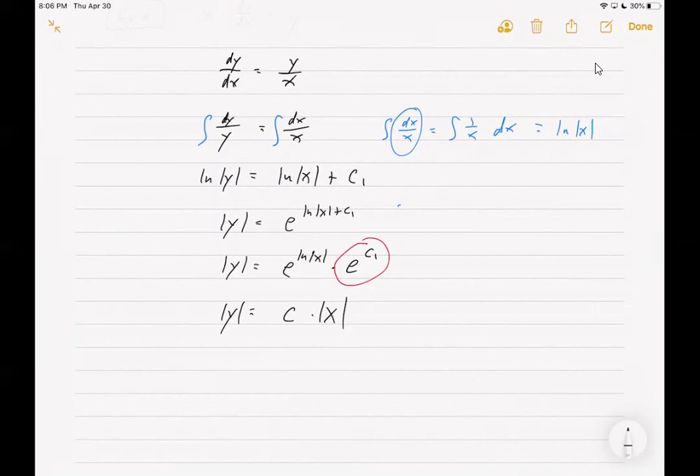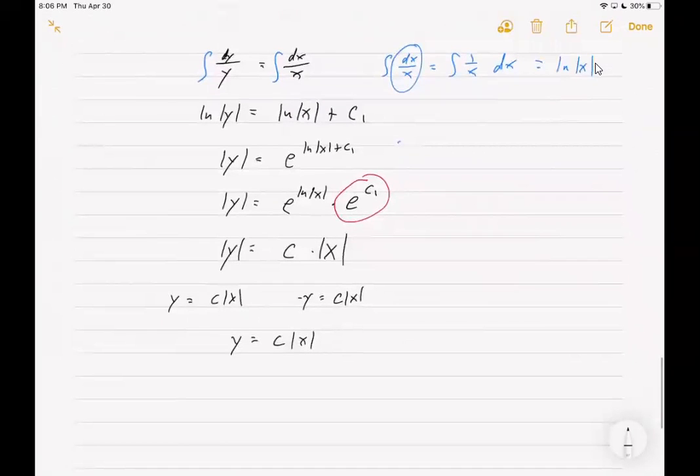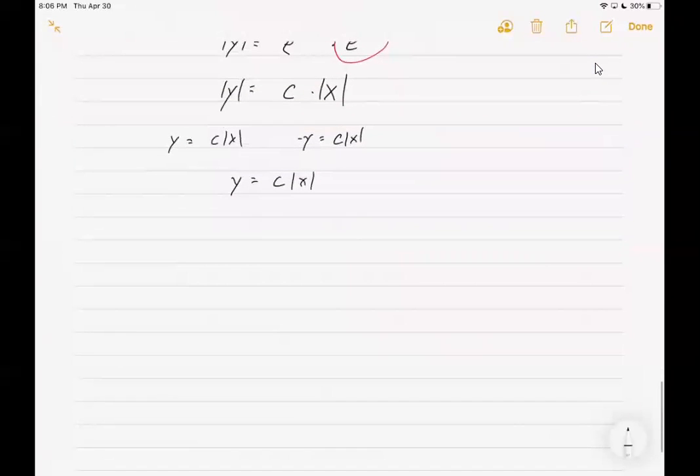So let's leave the absolute value on the left-hand side. Once again, the c can absorb the plus or minus value of y if I remove the absolute value signs. Okay, so remember, if y is greater than 0, y can equal c absolute value of x. But if y is less than 0, negative y could equal c times absolute value of x. So the constant can absorb the negative sign. So we can say that y is equal to c times absolute value of x.